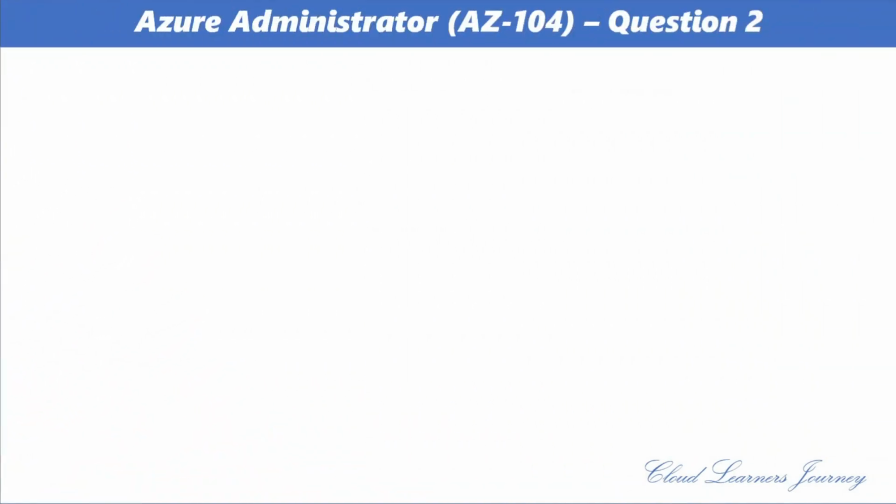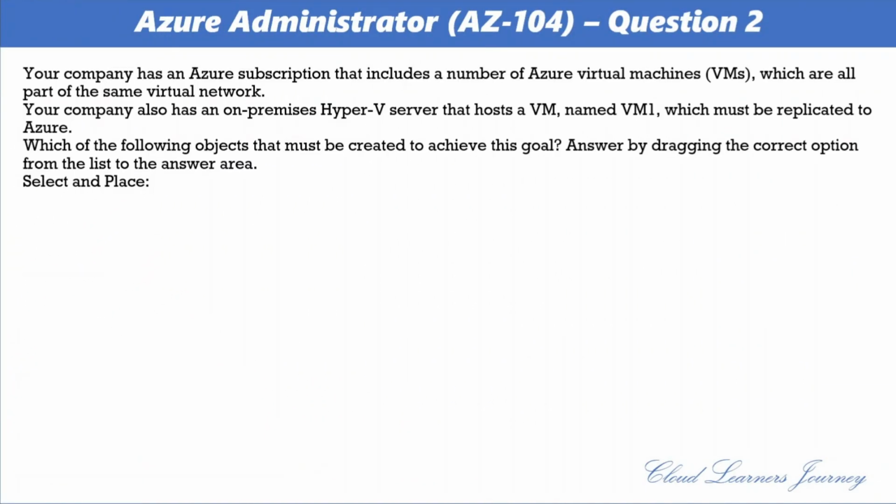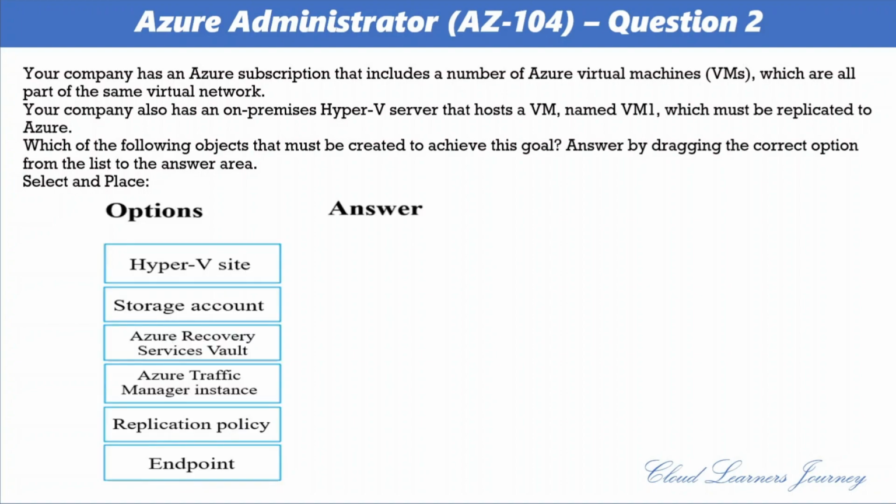Next, question number 2. Your company has an Azure subscription that includes a number of Azure virtual machines, which are all part of the same virtual network. Your company also has an on-premises Hyper-V server that hosts a VM named VM1, which must be replicated to Azure. Which of the following objects must be created to achieve this goal? Answer by dragging the correct options from the list to the answer area. The options are Hyper-V site, storage account, Azure Recovery Services Vault, Azure Traffic Manager instance, replication policy, endpoint.